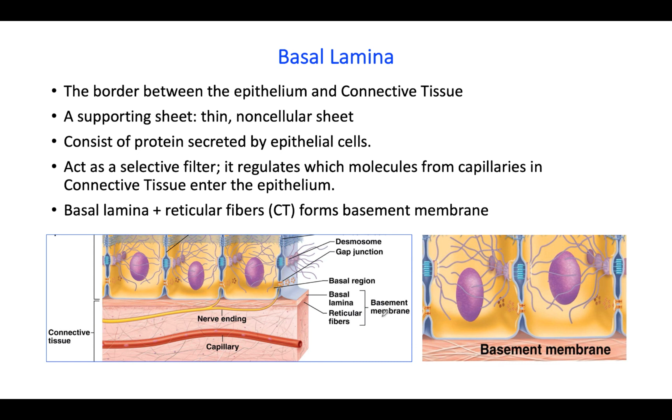And basement membrane is formed by basal lamina and reticular fiber. Basal lamina is secreted from epithelial cells, and this reticular fiber is produced by connective tissue. Therefore, we put them together and call it basement membrane. So, basal lamina is the portion of the molecules secreted from epithelial cells.